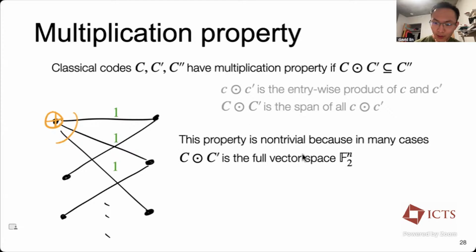On the other hand, this kind of property is actually non-trivial because in many cases, if you just take arbitrary C and C prime, their dot is actually just the full vector space. So when can you have a non-trivial property? It's a tricky question. In many cases, they come from some algebraic properties, such as Reed-Solomon codes. They will have this kind of feature.